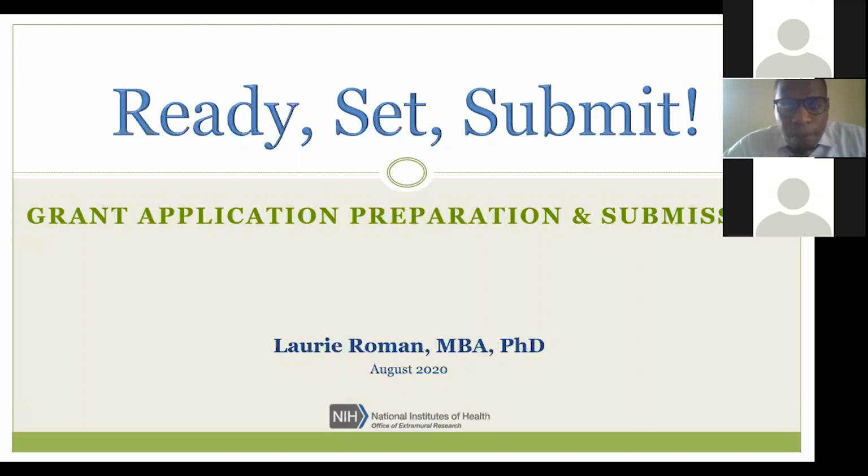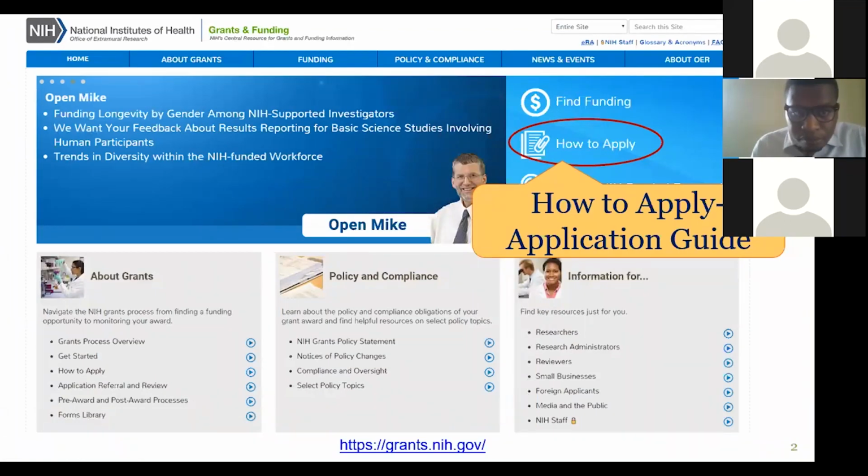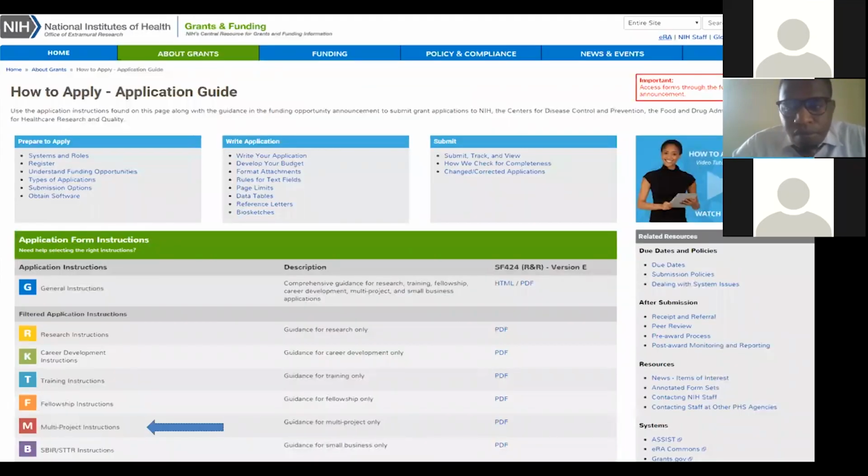So the first is available at grants.nih.gov. The URL is at the bottom of the screen, and the How to Apply Application Guide. This is actually where you will find the instructions on how to prepare your application. And you can see that there is a general instructions document. This is a pretty hefty tome of instructions for all of the different kinds of grant programs supported by NIH.